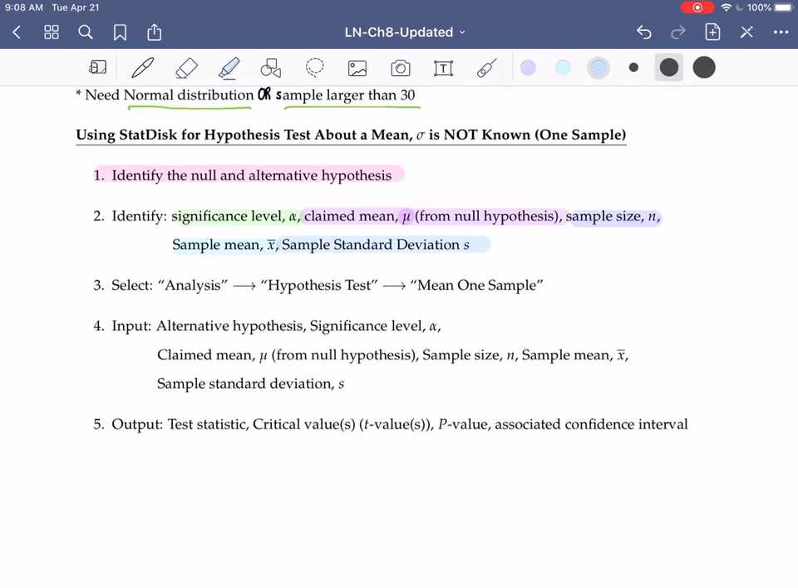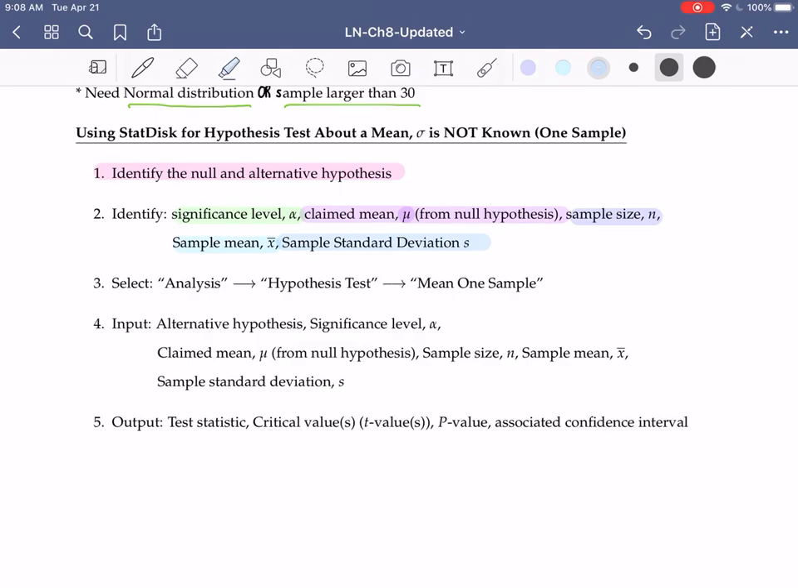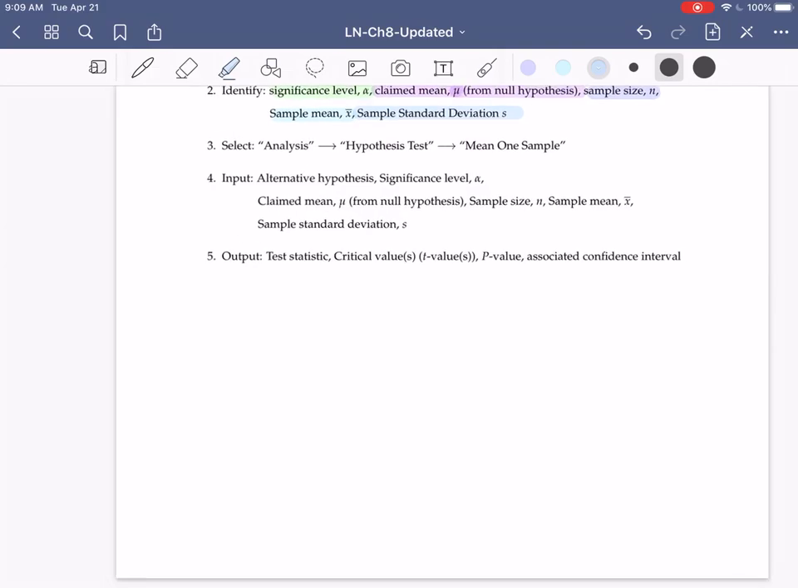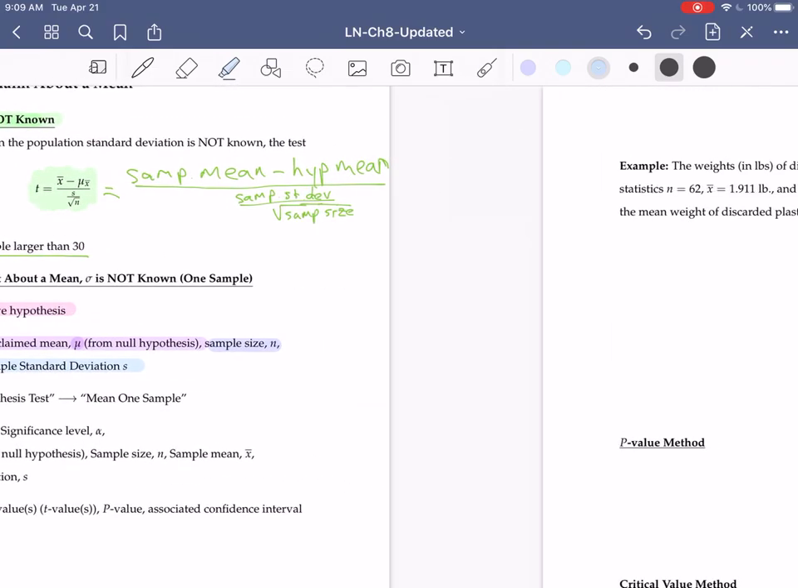Then once we get to StatCrunch, we'll choose analysis, hypothesis test, mean, one sample. We will input those five different things. And then the output from StatCrunch will be the test statistic, the critical values, which will be t-values, and it will output a p-value and an associated confidence interval. So that's what's going to happen there.